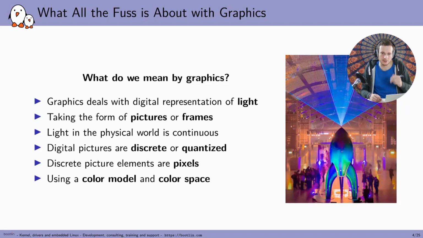So we have 3 channels. And then there is the color space, which is basically a matching between the value of each channel of the color model to an actual light value. So the color space is really the link between the physical world and the digital representation, while the color model is a system for representing the different components of each color.